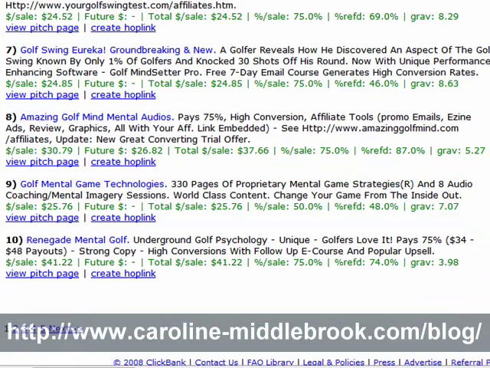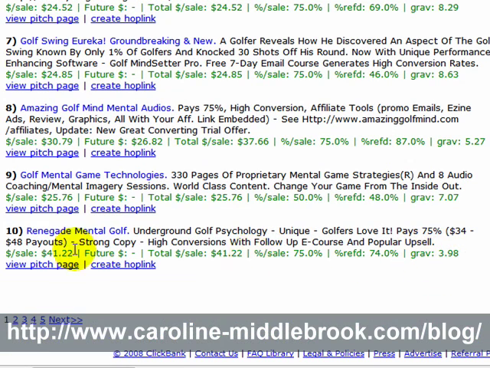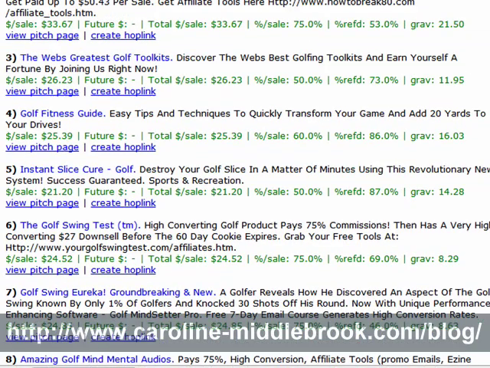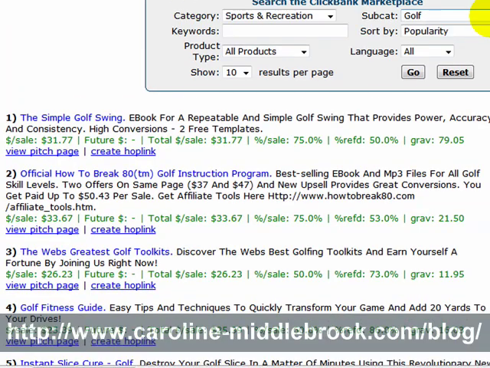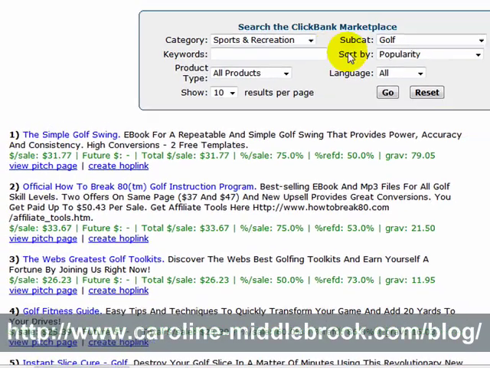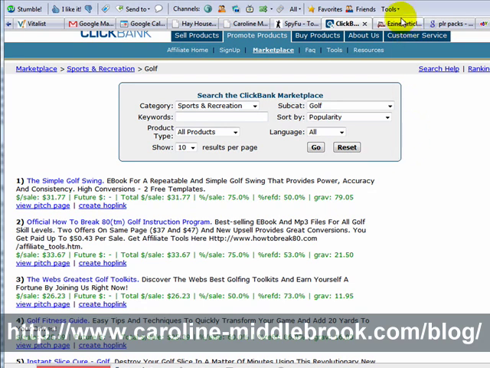If I come down lower down here, we've got some here, this is paying out $40 per sale, but it's got a tiny gravity. The chances are this product isn't profitable at all. But what you're really seeing here is the niche. You know that by looking at all these products which have got a high gravity and pay out quite well, golf is a popular niche, and then you could drill down from there. So that's the second idea.